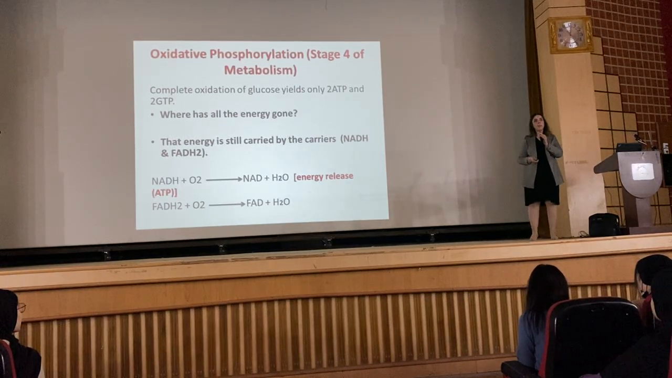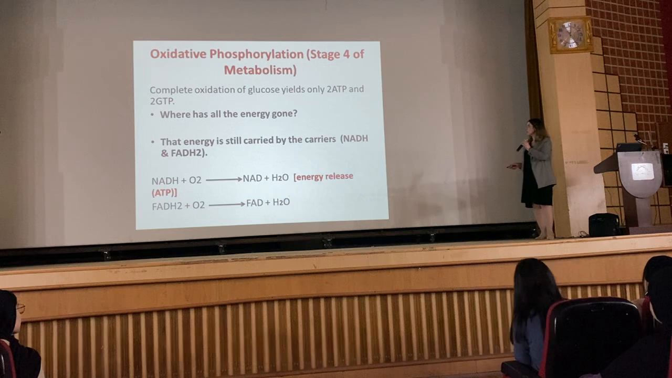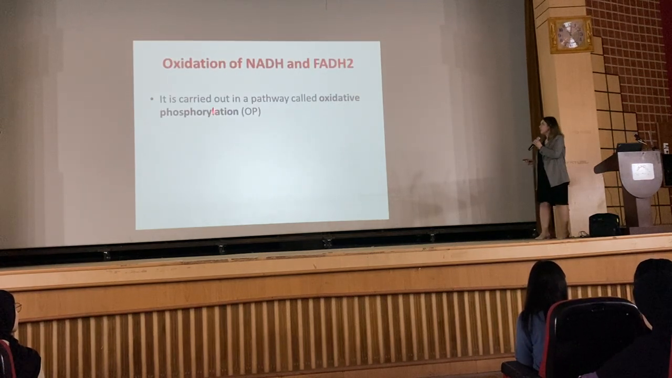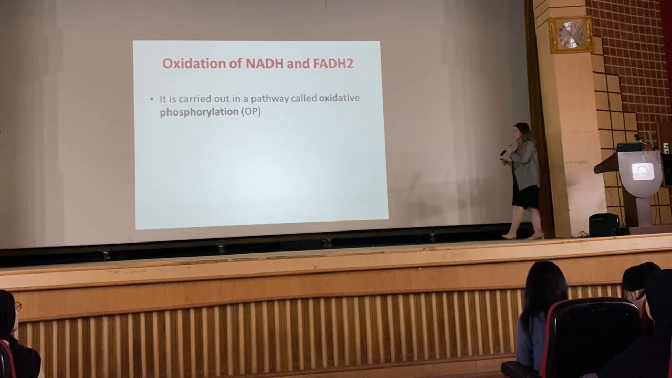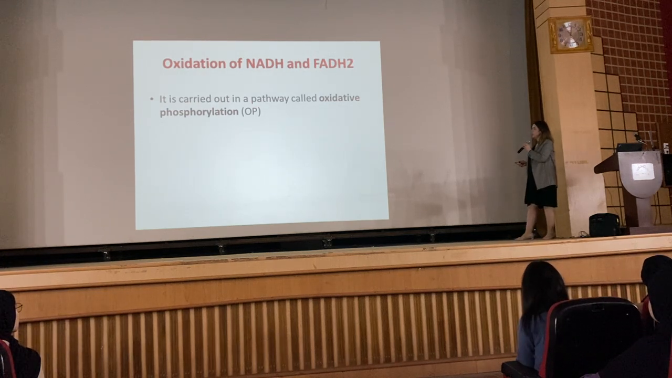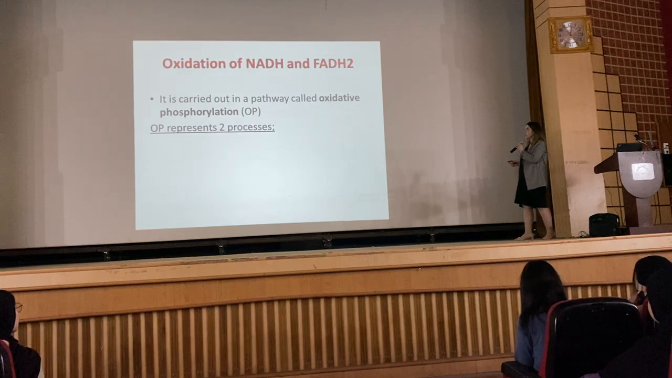To ATP. So the oxidation of NADH and FADH2 is carried out by oxidative phosphorylation. The pathway is called oxidative phosphorylation. Oxidative phosphorylation represents two processes.